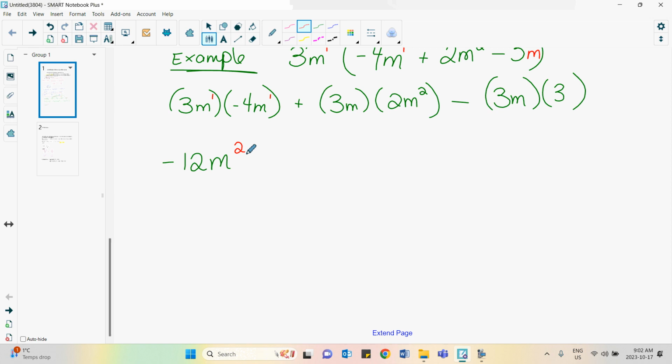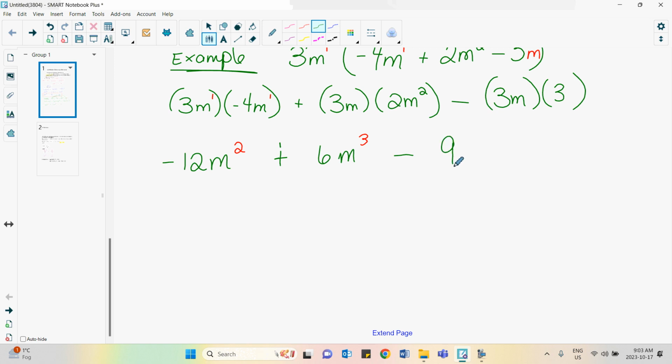All right. Moving on. My add symbol carries down. 3 times 2 is hopefully 6. Invisible exponent on the m is 1. So I keep the base of m, and I add my exponent, so 1 plus 2. Last one is to subtract 3 times 3. 9. Good job, minus 9.